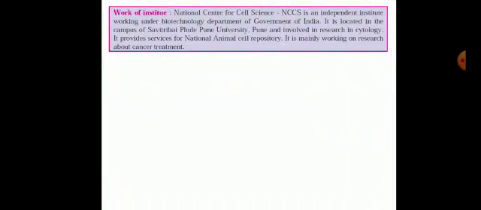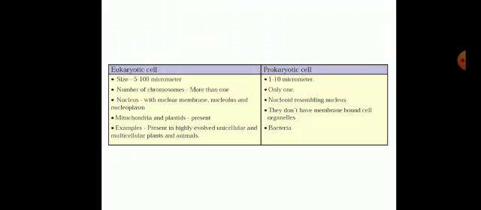National Center for Cell Science (NCCS), which is working under the Biotechnology Department of Government of India, is located in campus of Savitribai Phule Pune University, Pune and it is involved in the research of cytology. We will see the difference between eukaryotic cell and prokaryotic cell in next video.